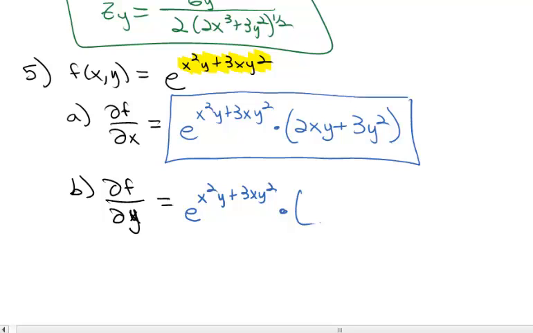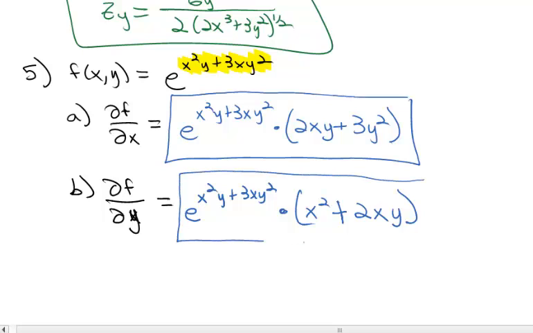But this time our variable that's interesting to us is y. So in the first term, x squared y, the derivative of y is just 1, and the x squared is along for the ride. Plus the derivative of 3xy squared, the derivative of 3y squared is 6y, and the x is just along for the ride. And so our partial derivative with respect to y is this guy.